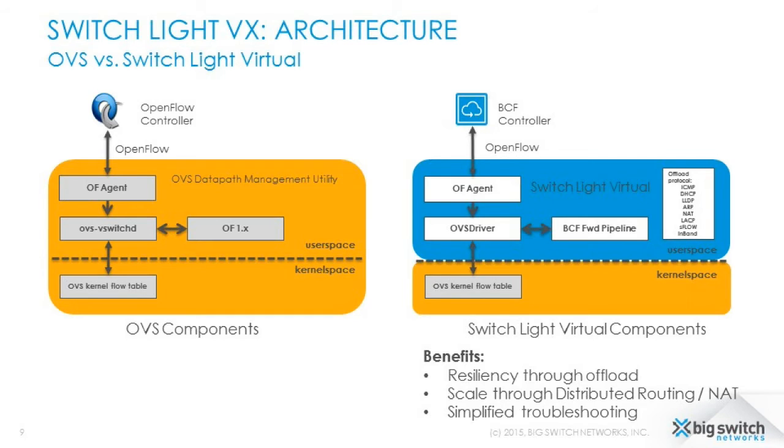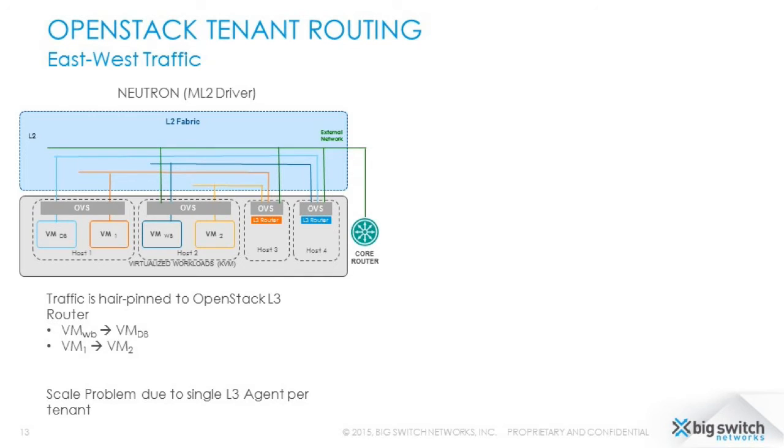Also, user space includes offloaded protocols. This brings resiliency, scale, and simplified troubleshooting. Let's take an example to understand this better. First example I have is OpenStack east-west traffic. On left hand, I'm showing a typical OpenStack Neutron ML2 based installation. Here, physical fabric provides layer 2 functionality only. Layer 3 is implemented in host where OpenStack L3 agent resides.